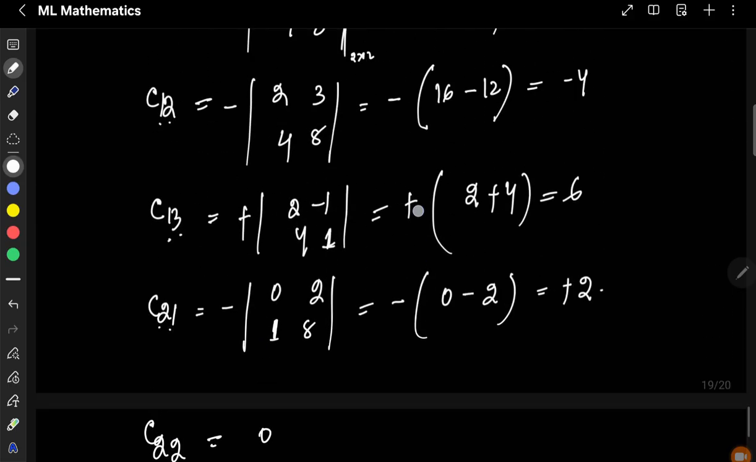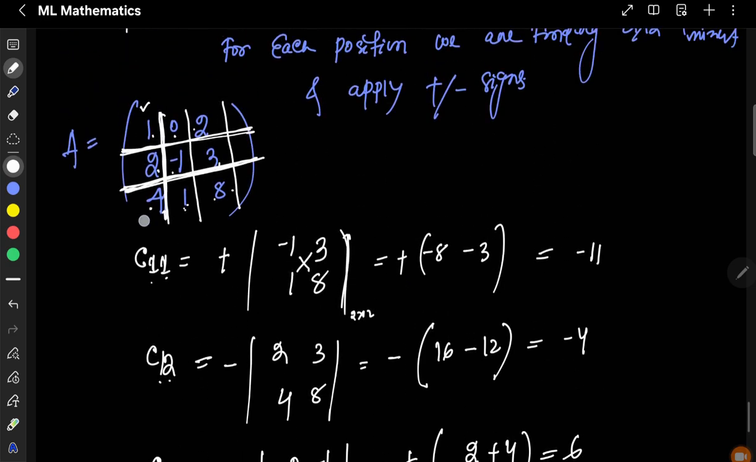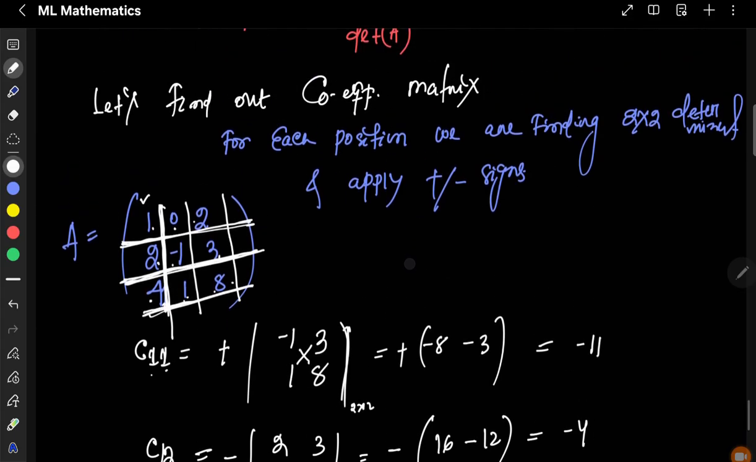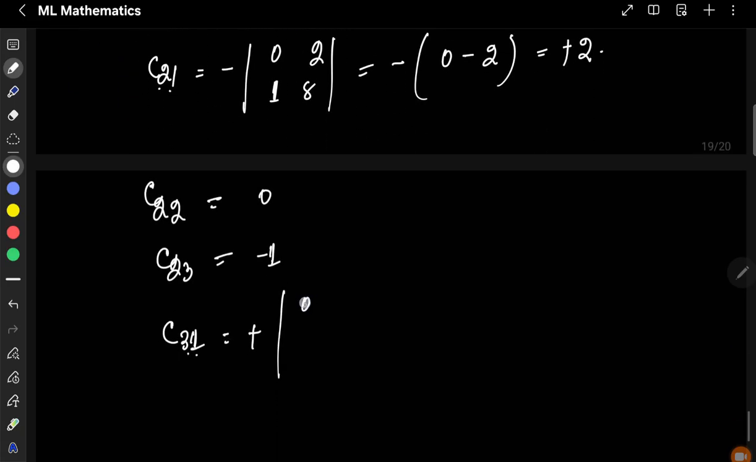Again I want to explain it. C31 is third row, first column. So third row first column will be 3 plus 1, that is plus 4, so the sign is plus. Ignore the third row and the first column. The remaining elements will be 0 2, minus 1 3.